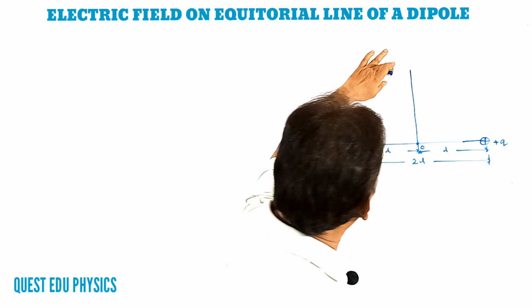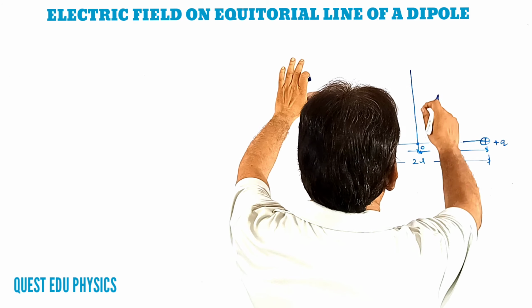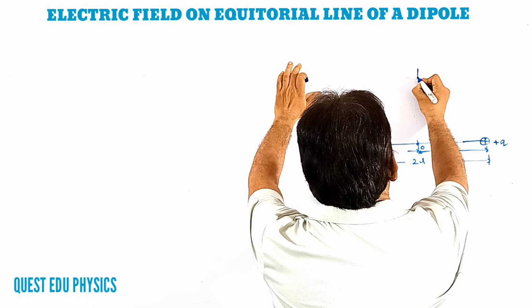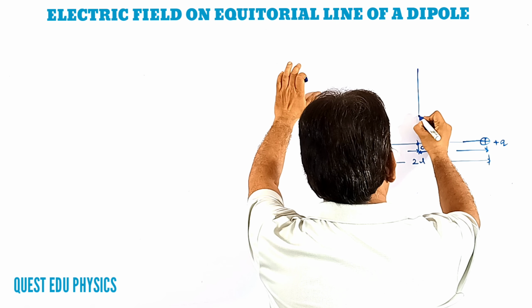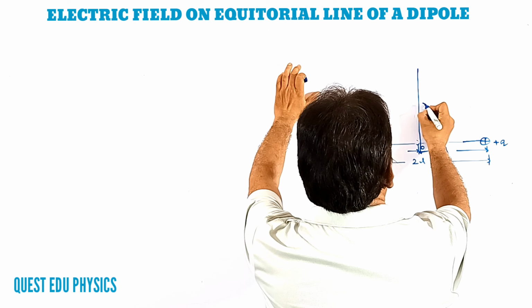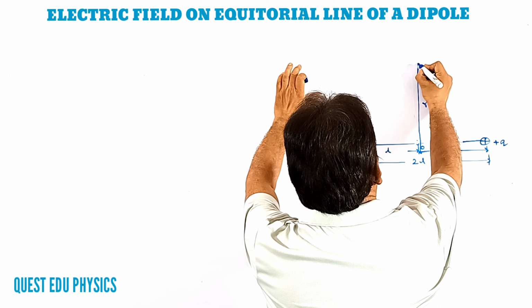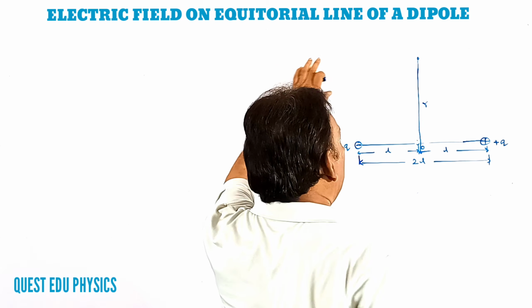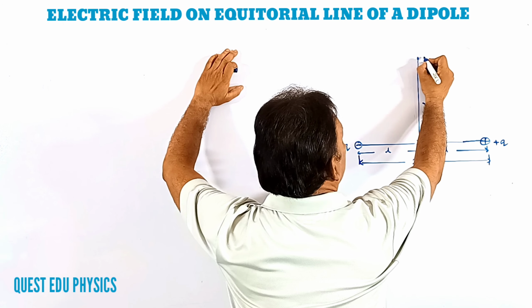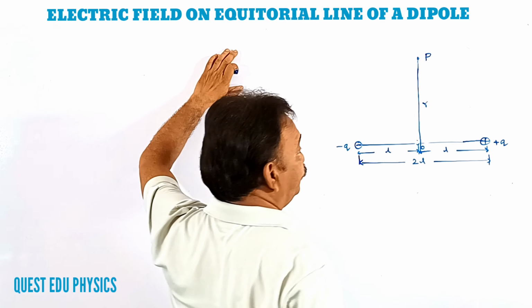This is the equatorial line, and I make it somewhat straight. It's passing like this. So it is R. To find out the field at this point, we have to imagine a unit positive charge here. So it is at P.